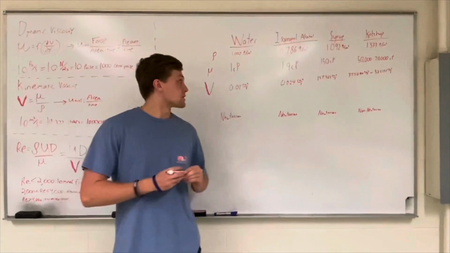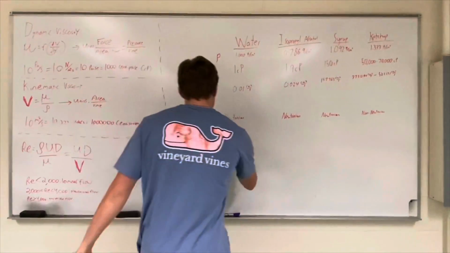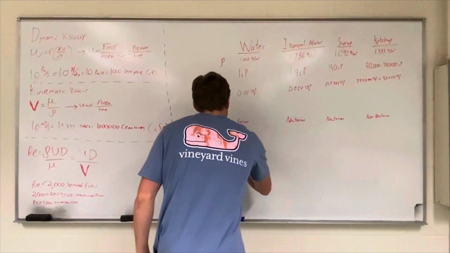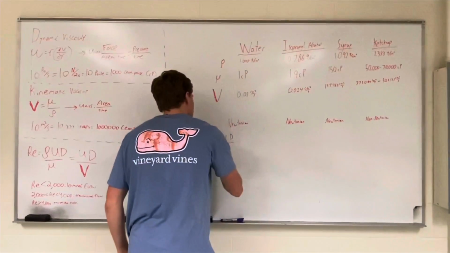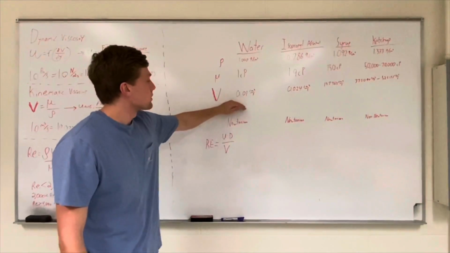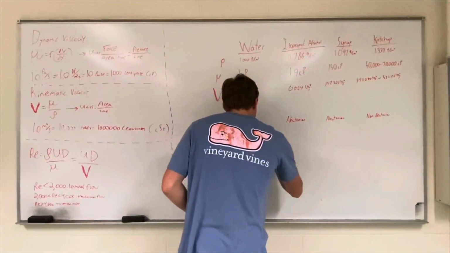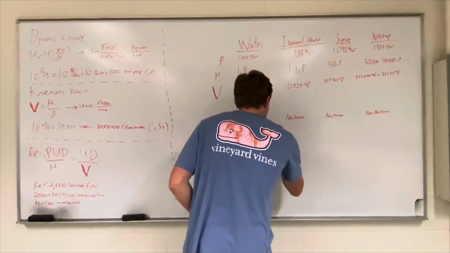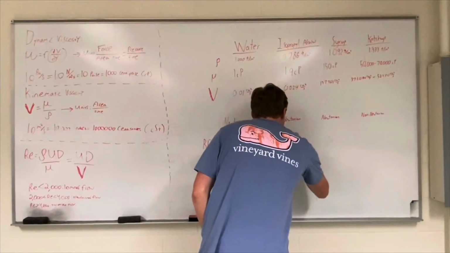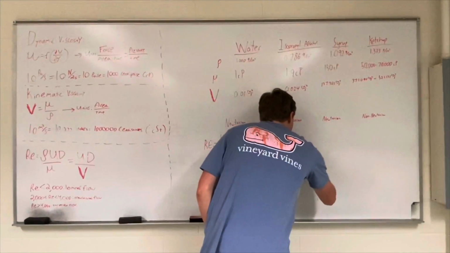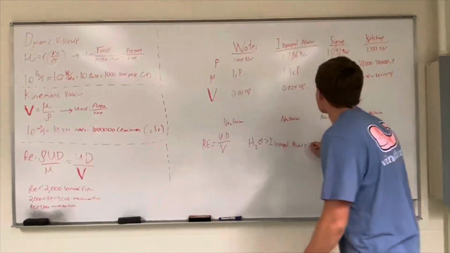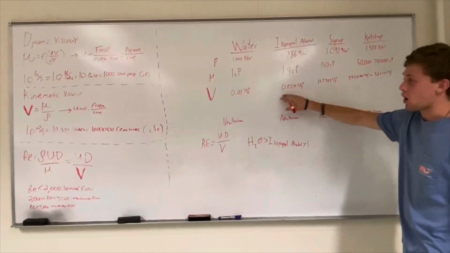So, in terms of Reynolds number, using the equation velocity times diameter over kinematic viscosity equals Reynolds number, we find, using the kinematic viscosities found earlier, that water has the largest Re, followed by isopropyl alcohol, and then that is followed by syrup, which has a much larger value than isopropyl alcohol and water.